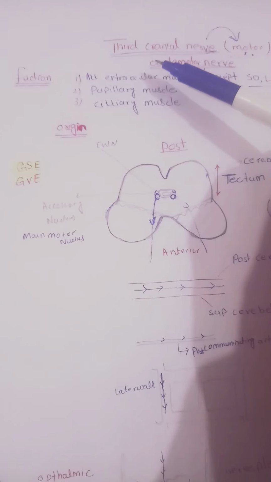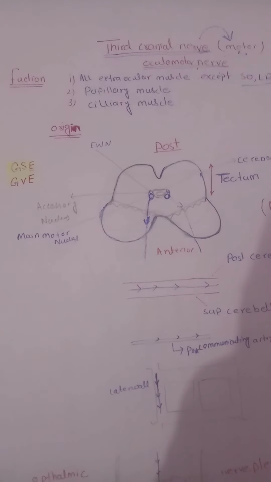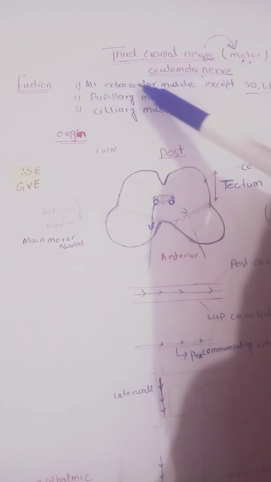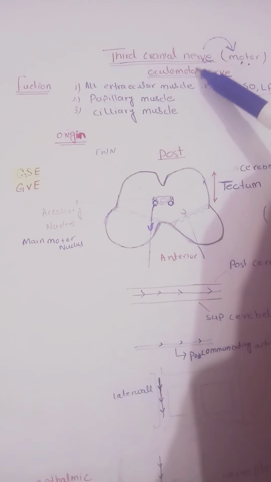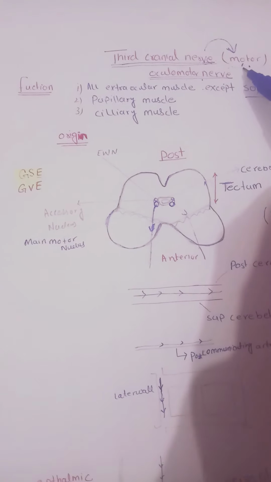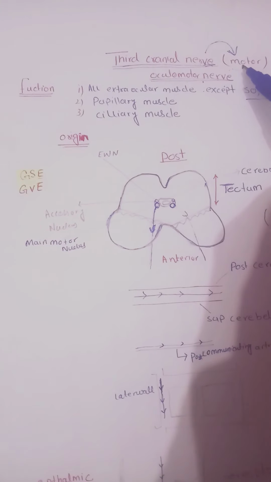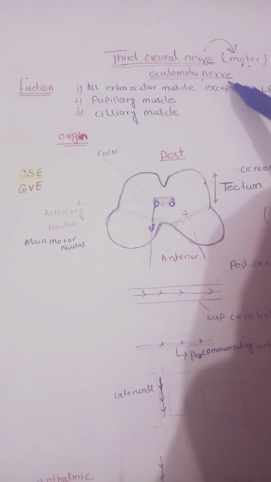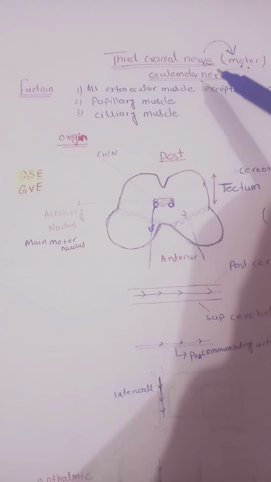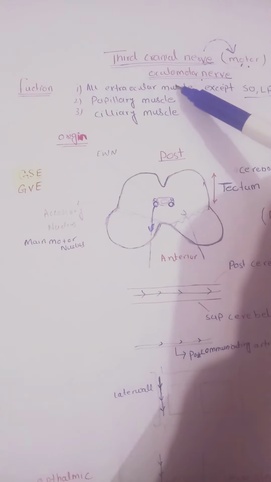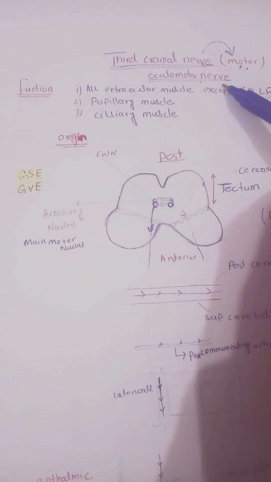Today I am going to discuss the cranial nerve, the third cranial nerve. The third cranial nerve is called a motor nerve, because it gives output information when a stimulus enters the eye. It's also called the oculomotor nerve.